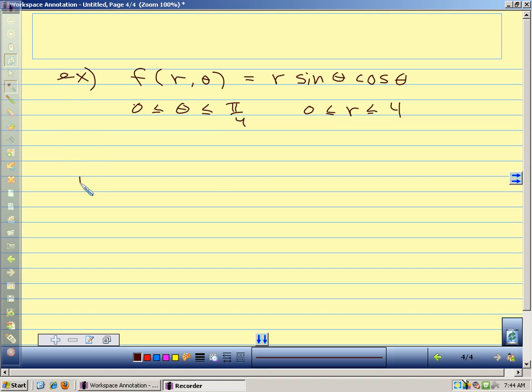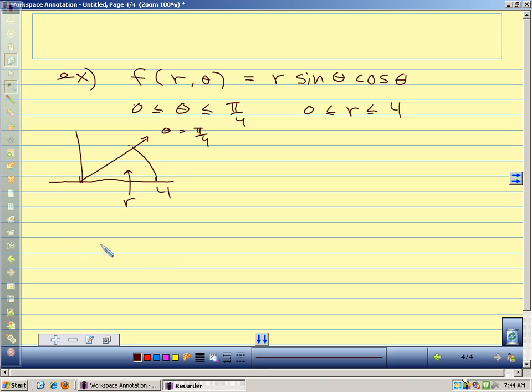So if I sketch my region really quickly, 0 to pi over 4 in terms of polar coordinates, where does that take me? Halfway. So this is theta equals pi over 4. And r equals 4. That's just a circle of radius 4. So here's my region.